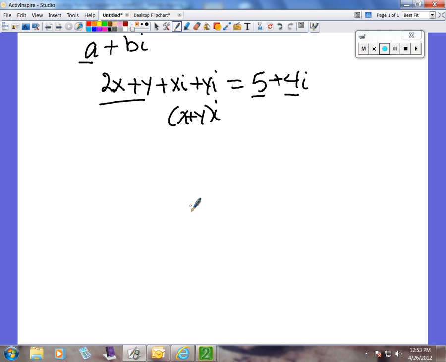That's imaginary, and this is the real. So you set the two parts equal.